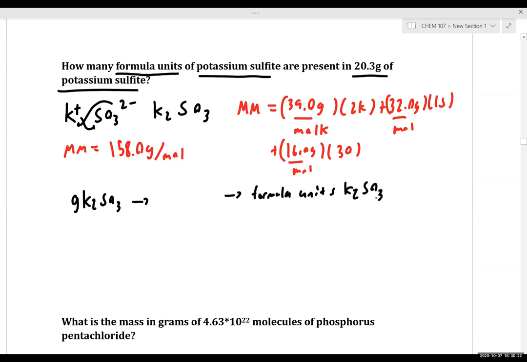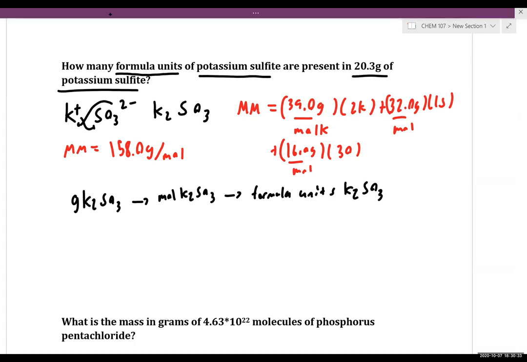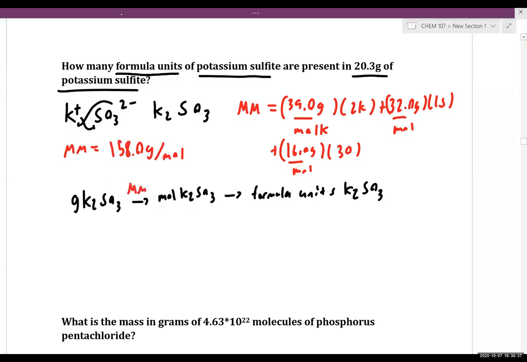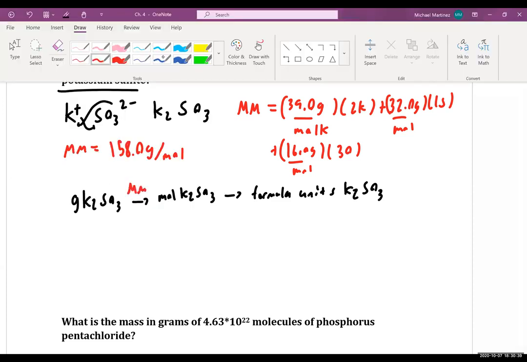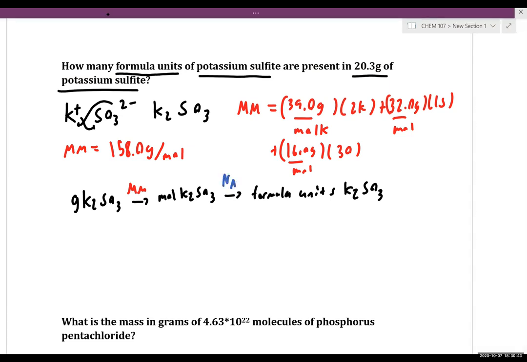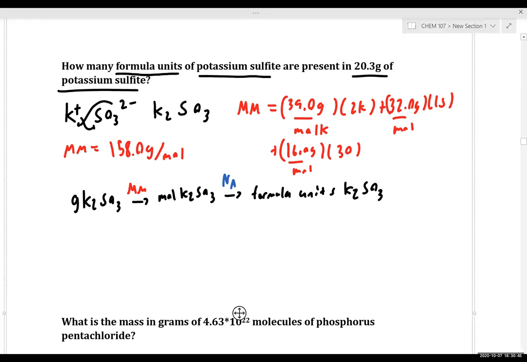So what is our intermediate unit once again? Moles, yep. So now that we have our solution map set up, we know that we're going to go from grams to moles using our molar mass, and we're going to go from moles to formula units using Avogadro's number. Now that we have this set up, we're going to execute on this.